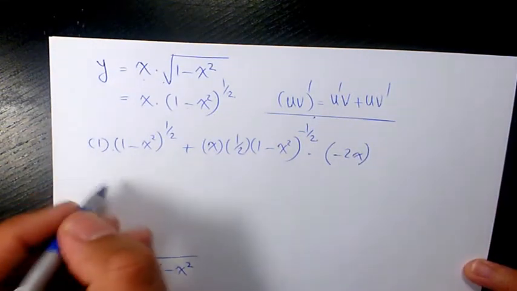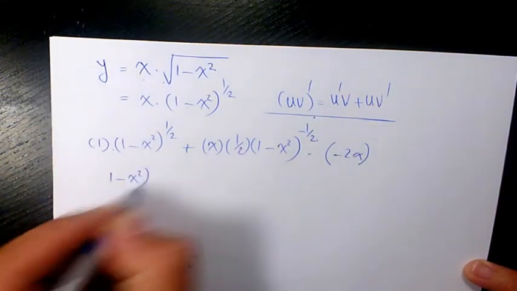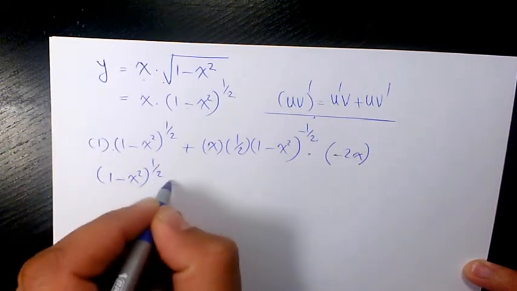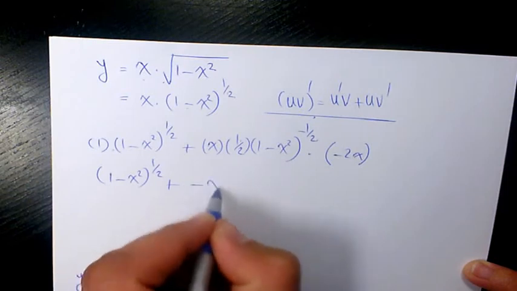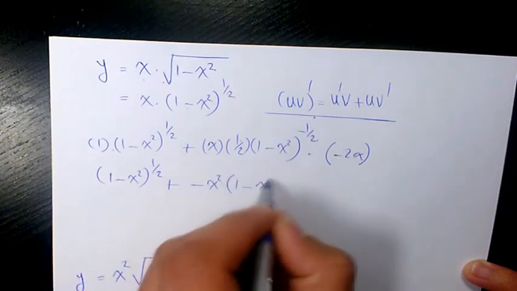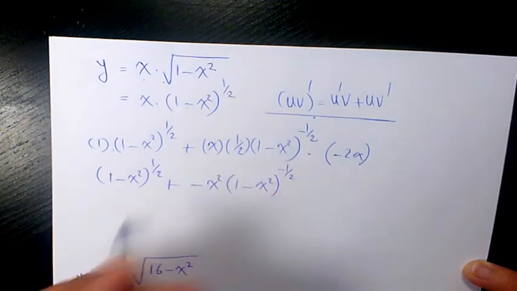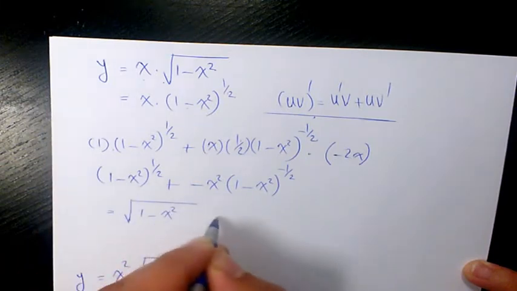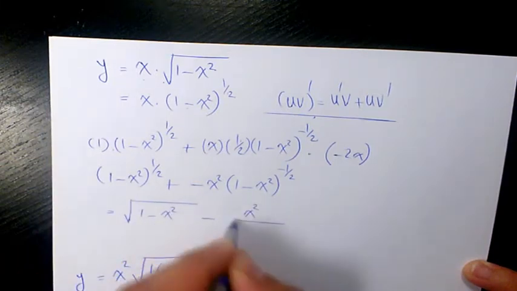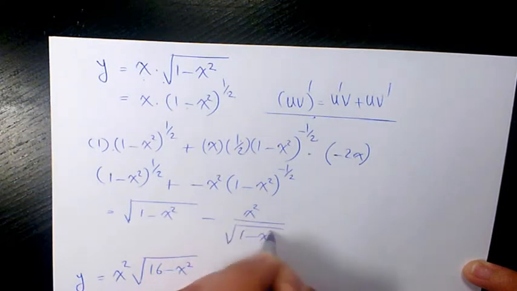So now let's simplify. We have (1 minus x squared) to the power of 1 over 2, plus, the 1 over 2 and 2 cancel out, so it's going to be negative x squared times (1 minus x squared) to the power of negative 1 over 2. So we have the square root of 1 minus x squared, minus x squared over the square root of 1 minus x squared.